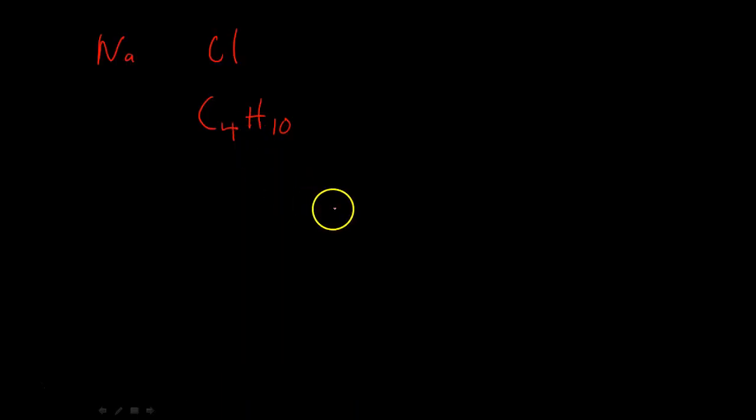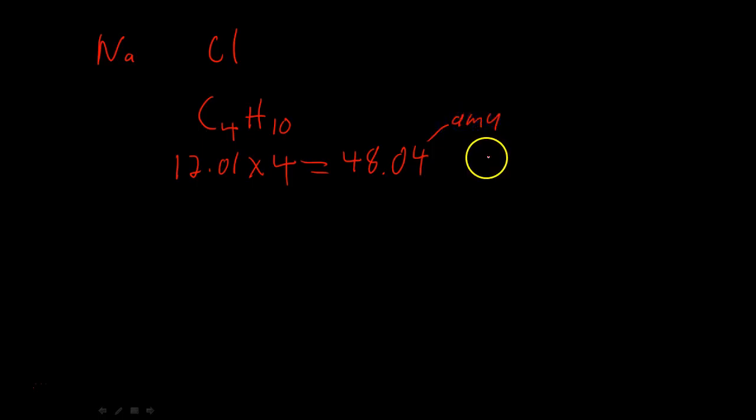So let's go back to our particular molecule. We have carbon, which has an atomic weight of 12.01, but there are 4 of these carbons in this molecule, so we multiply that by 4. If we do that, we end up with 48.04. Remember that we could use units on this. We could use AMU, atomic mass units, which means that 4 carbon atoms weigh 48.04 AMU.